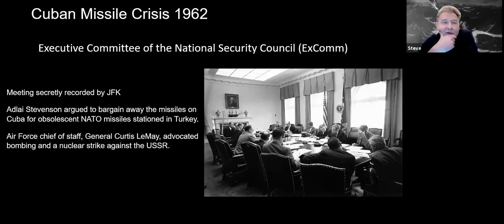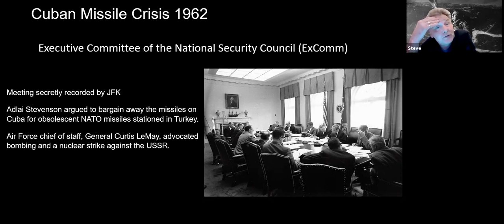Adlai Stevenson, who was the United States UN representative, got in touch with Kennedy straight away and said, why don't we just bargain the missiles in Cuba for the NATO missiles in Turkey, which were actually becoming obsolescent because they were starting to put nuclear missiles on submarines, Polaris missiles they were called. The ones in Turkey had only been there a year, but they were already out of date.